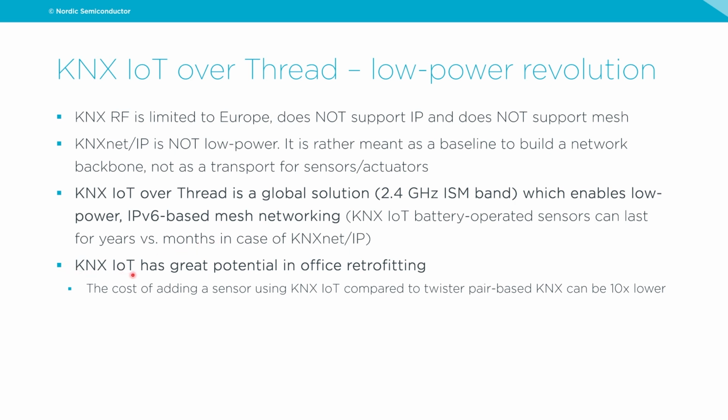So KNX IoT brings great potential if you're retrofitting an office building, because you don't have to install the wires. So the cost of adding a sensor or another device using KNX IoT, when compared to the twisted pair medium, which would imply you need to lay out the wiring, can be 10 times lower. So there's great potential there to create KNX IoT networks.